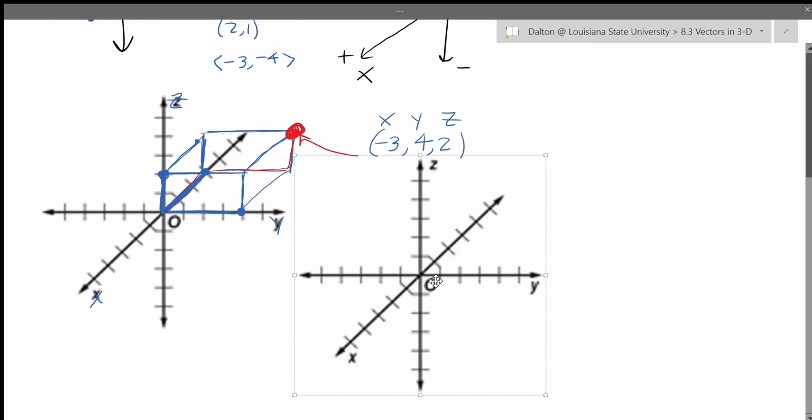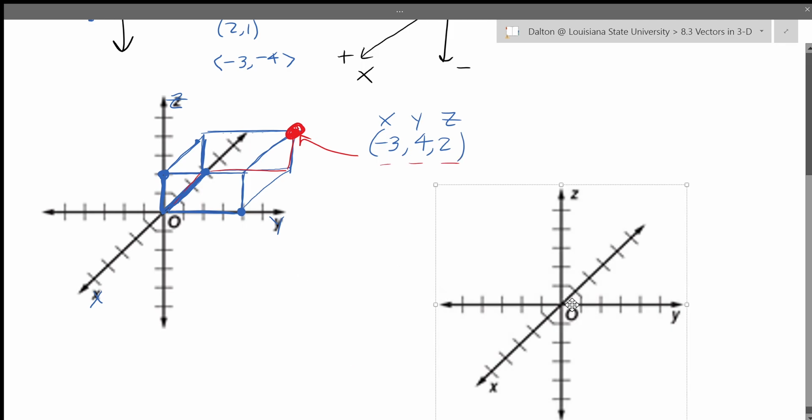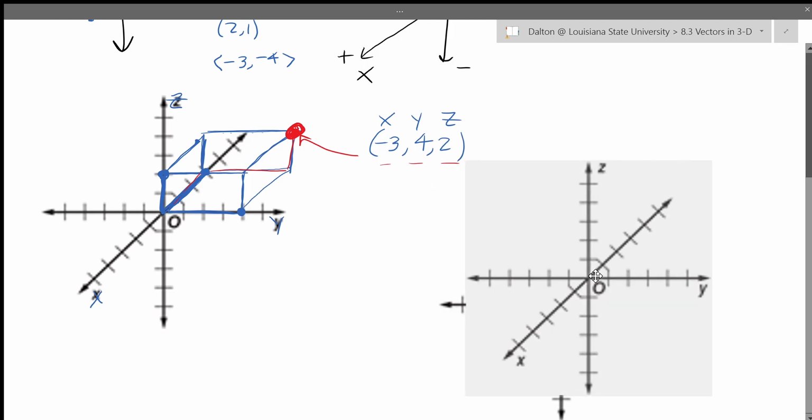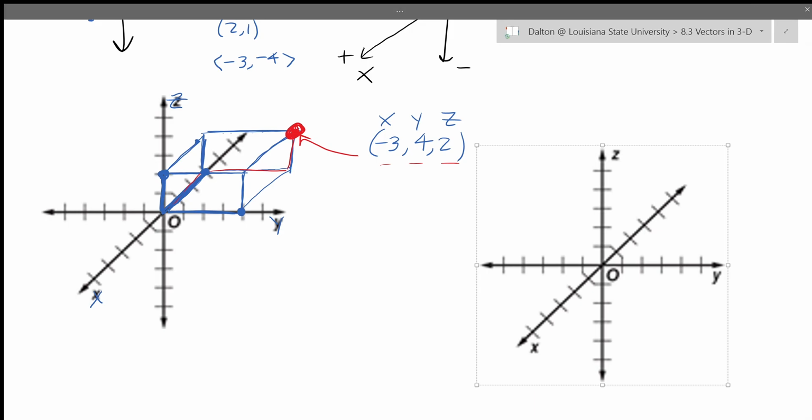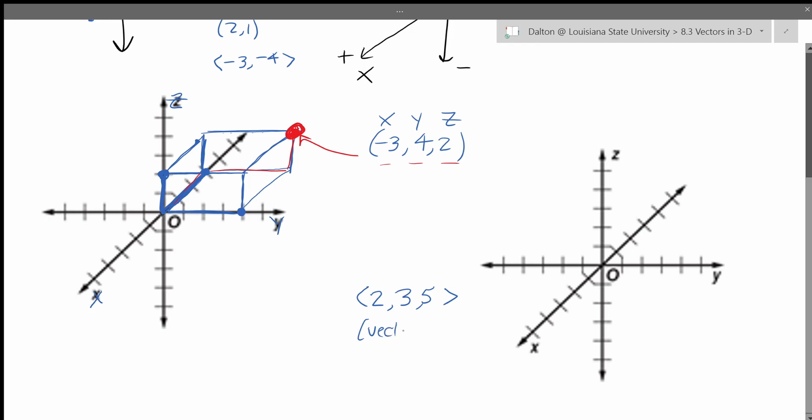Okay, that was graphing the point -3, 4, 2. Now I want us to graph the vector. So let's graph the vector <2, 3, 5>. Remember vector notation? There's a difference because we're going to be using these little arrows on the sides of our numbers.